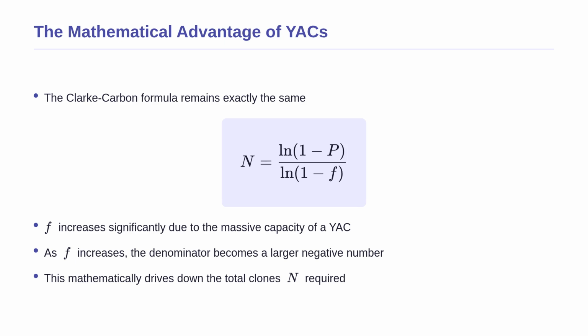To understand the sheer power of a YAC, we return to the Clarke-Carbon formula. The equation remains exactly the same as before, but the input variables change dramatically. Because a YAC can carry up to 10 times more DNA than a BAC, the value of our fractional size, F, becomes significantly larger. Mathematically, as F increases, the term 1 minus F becomes smaller, making its natural logarithm a larger negative number. Dividing by this larger negative number results in a drastically smaller value for N. This showcases how biotechnology scales with better tools.